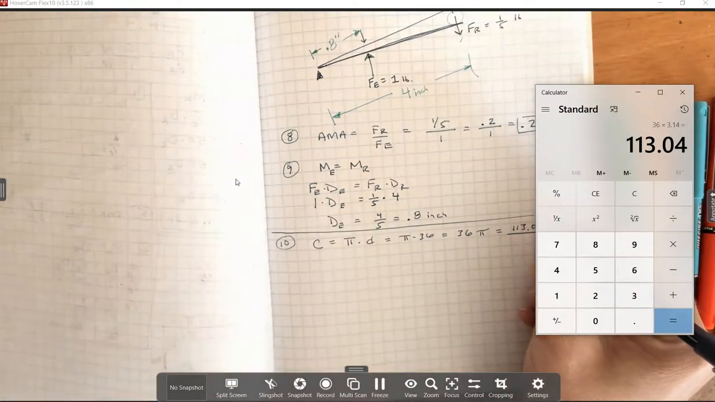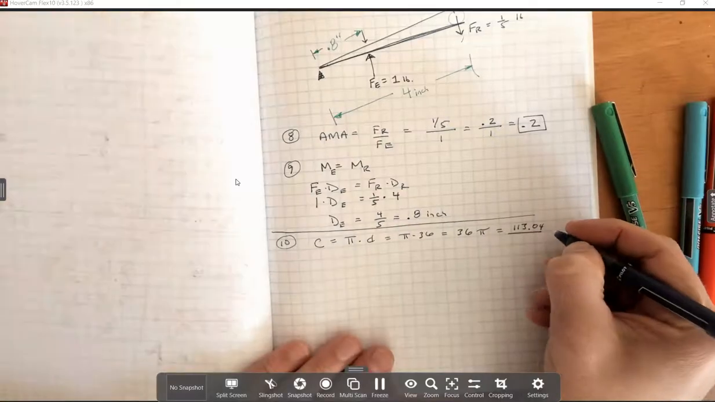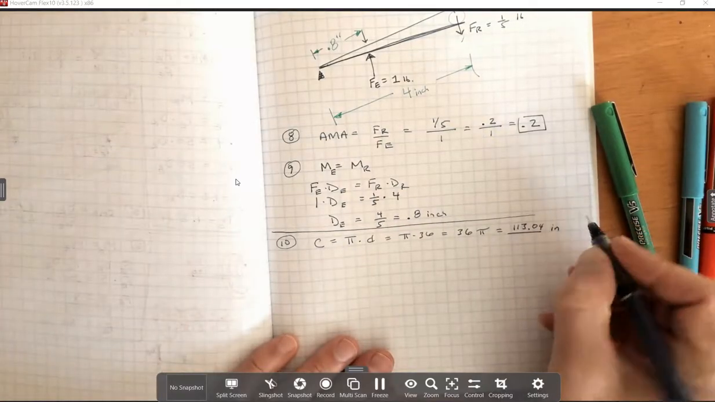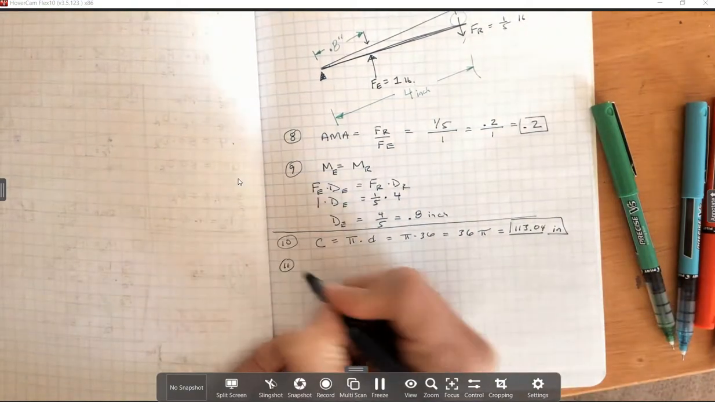113.04, and I think that was a 36 inch, correct? Yeah, so our units here will be, still it's just a length, inches. There you go, that's it.